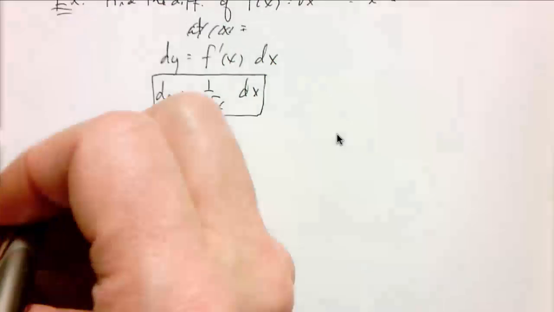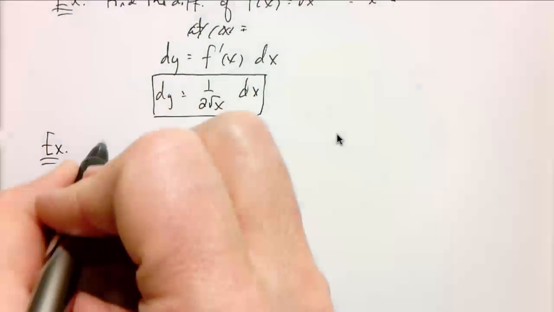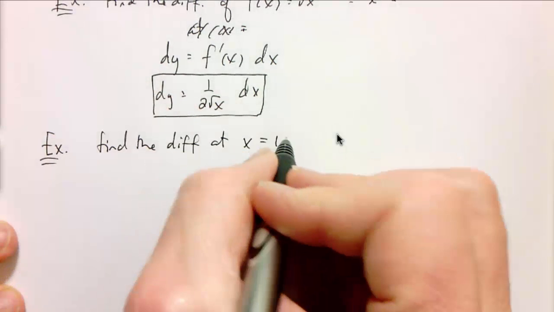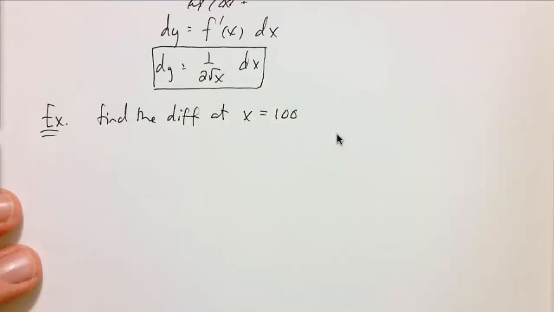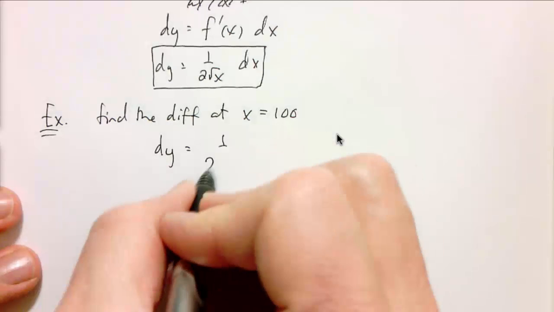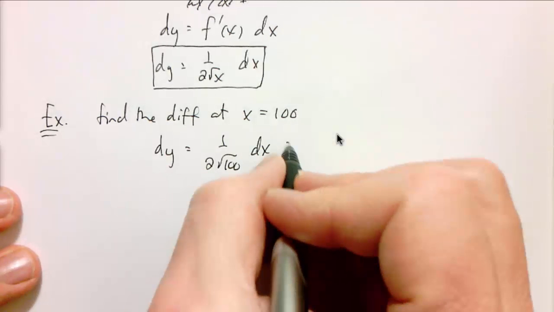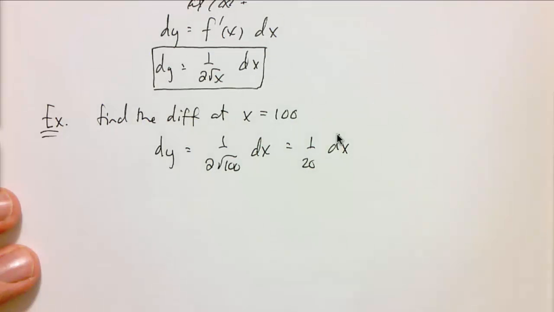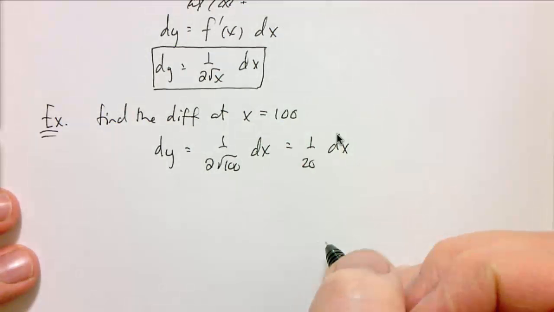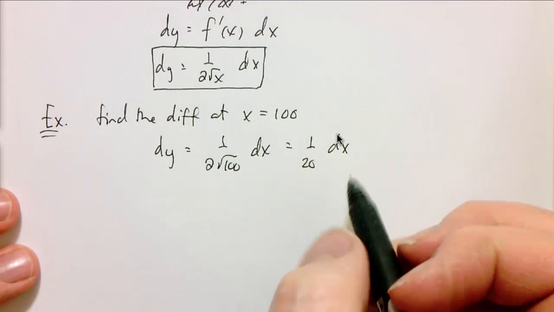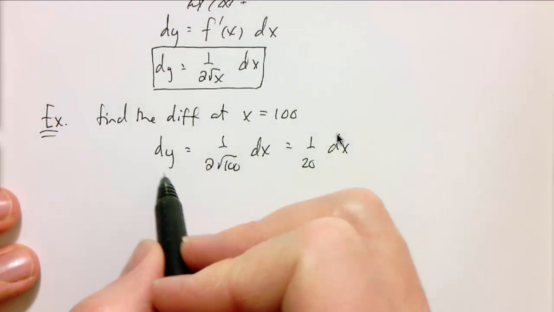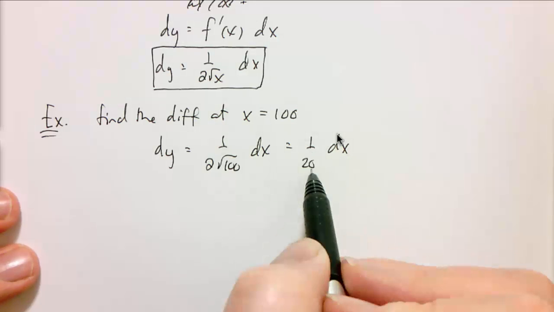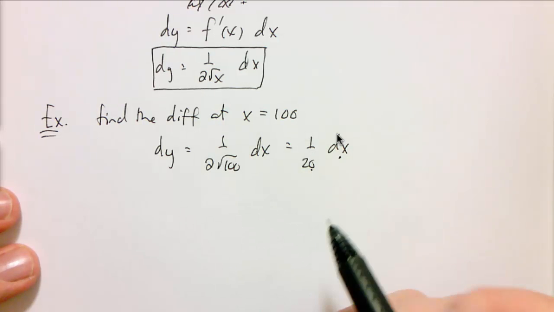Okay. So let's find the differential. Same problem, at x equals 100. So we'll get dy equals 1 over 2 square root 100 times dx, or 1/20th dx. If you watch the bit about the linearization, it's the same number, 1/20th, that came up as the slope in that problem. So this is predicting that the square root curve around x equals 100 is going to change 1/20th for each increase of 1 in x.